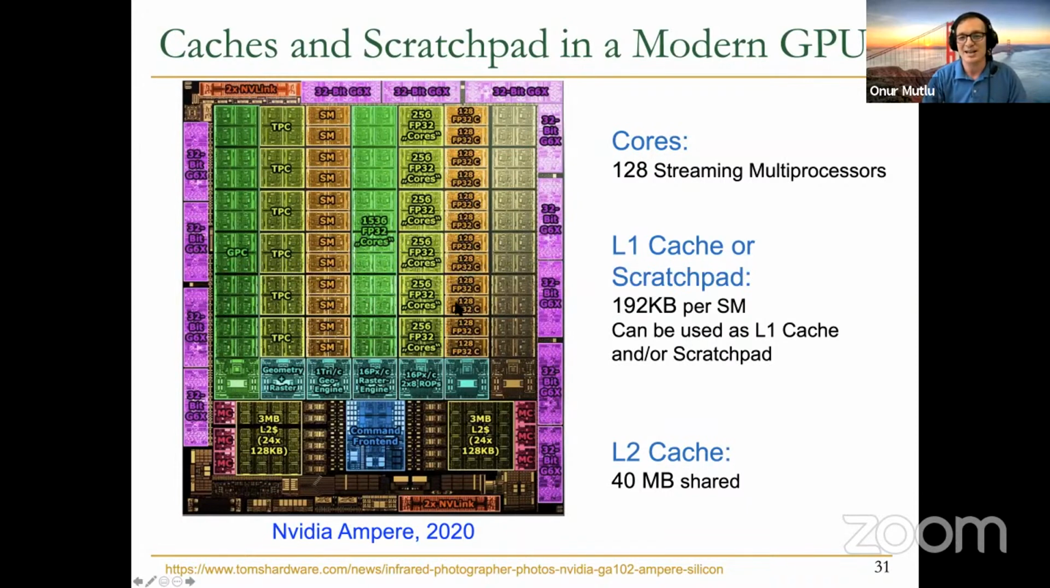So this is actually a GPU, a very recent GPU, NVIDIA Ampere, and they implement both caches and scratchpads at the same time, essentially. So the L1 level has 192 kilobytes of memory per streaming multiprocessor. It can be used as L1 cache and/or scratchpad, depending on what the programmer chooses. And the programmer can choose this on a per kernel basis. So the programmer can decide whether hardware manages it or they manage it. That's nice, basically. There's an option.